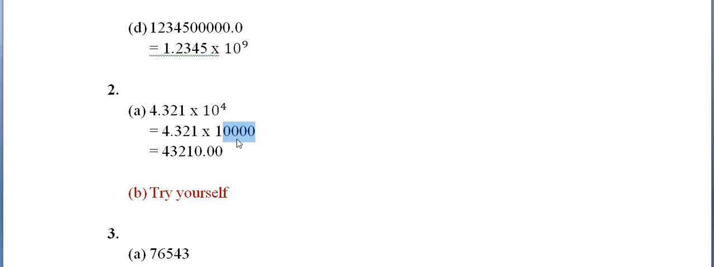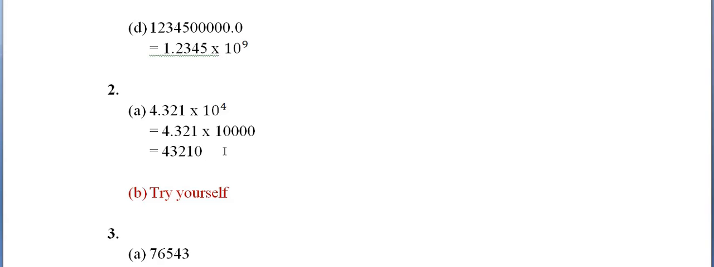Okay, then just multiply and you will get the number as 43210. You can ignore the decimal place because it's of no use. If I just say 5, then it means 5.0.